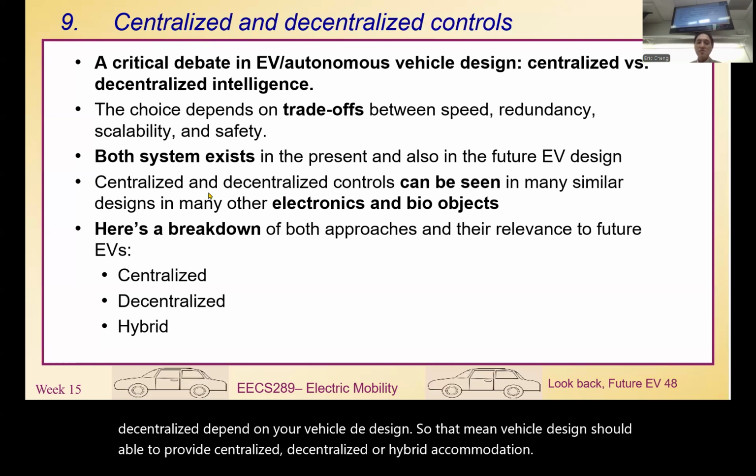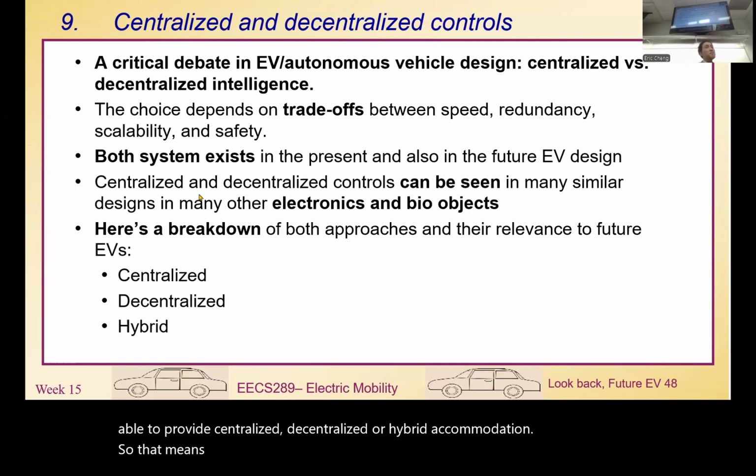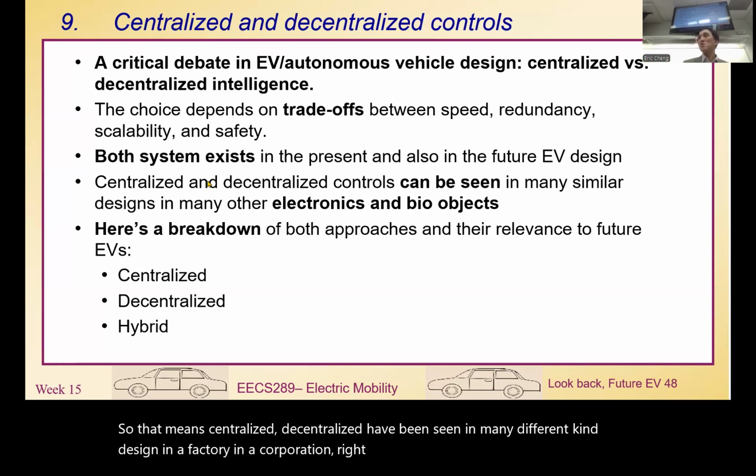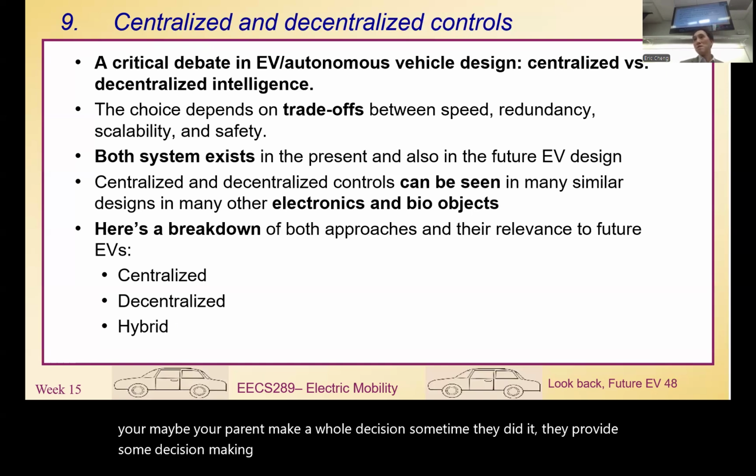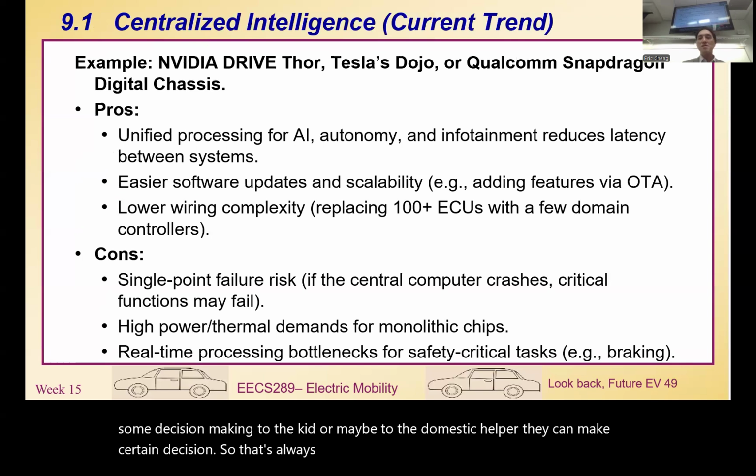Centralized and decentralized control have been seen in many different designs: in a factory, in a corporation, right? In your household, maybe your parents make the whole decision. Sometimes they give some decision making to the kids, or maybe to the domestic helper. They can make certain decisions. So that's always happening. Let's look at some examples.